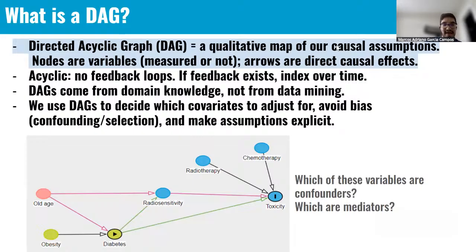So what is a DAG actually? A DAG, as I said, a directed acyclic graph, is a qualitative map or a graph of our causal assumptions.